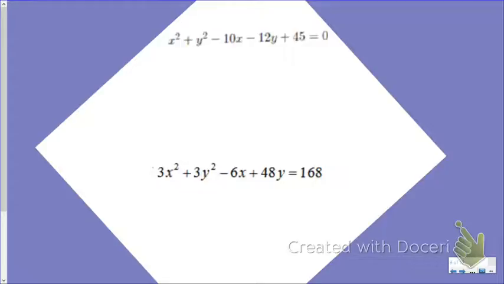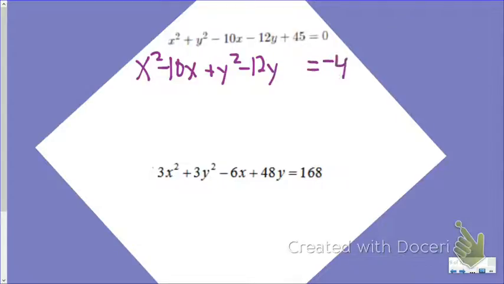So the first thing I'm going to do is I'm going to put my x terms together. So I'm going to rewrite this as x squared minus 10x plus y squared minus 12y. And I'm going to go ahead and move the 45 to the other side. And I forgot to leave a little bit of space here, because what's going to happen is I'm going to add a number to make this work out the way I want it to work out.